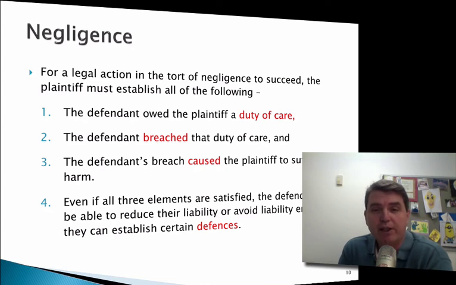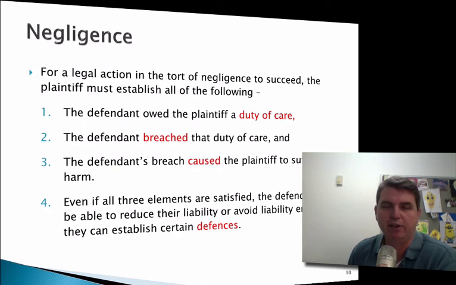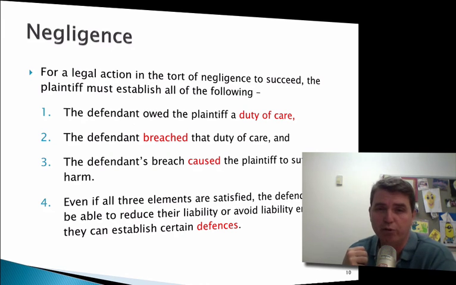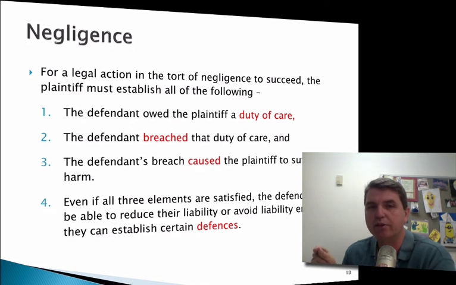And finally, just to reiterate, over the entire area of negligence, we need to go through 4 steps. The first 3 will show that someone is negligent. You must owe a duty of care. You must breach that duty of care. And that breach must actually cause the harm to the plaintiff. Once you've shown that, you've actually shown that the defendant is liable for negligence.